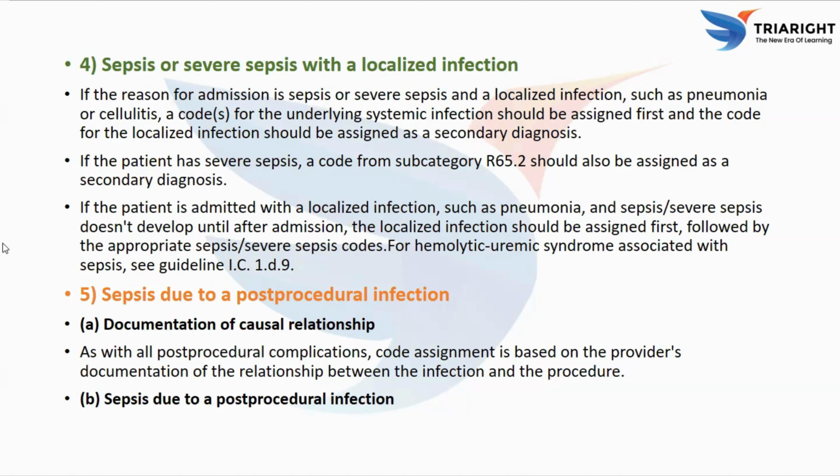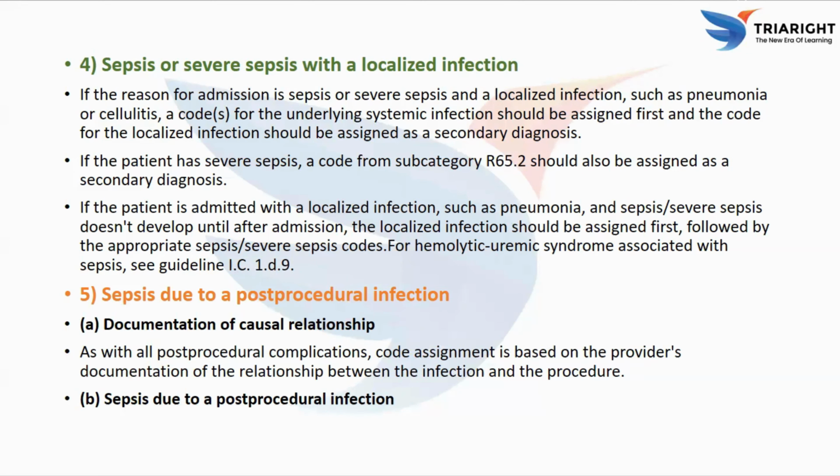Here is a guideline for sepsis or severe sepsis with a localized infection. A localized infection means an infection affecting a specific site, such as pneumonia in the lungs, cellulitis in the skin, UTI in the urinary tract, and wound infection. Sepsis means the localized infection has entered the bloodstream and caused a systemic reaction. So what is the guideline?